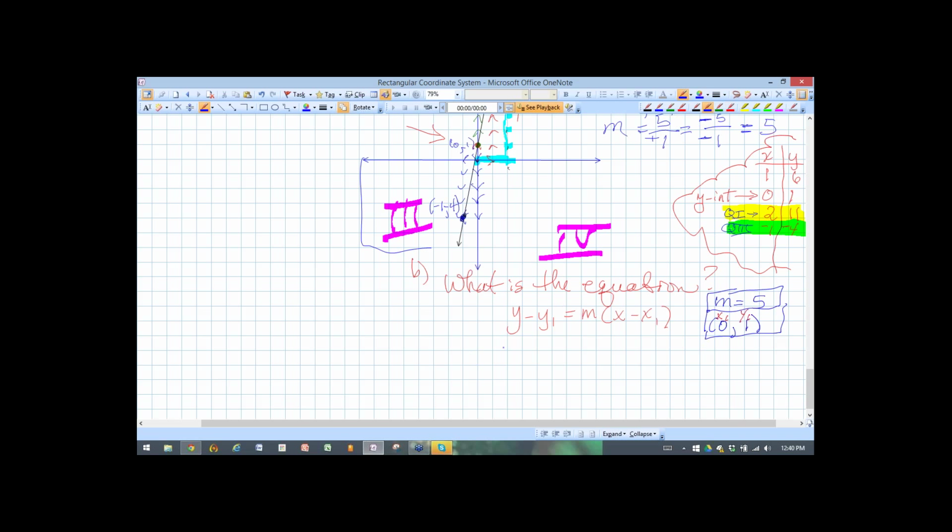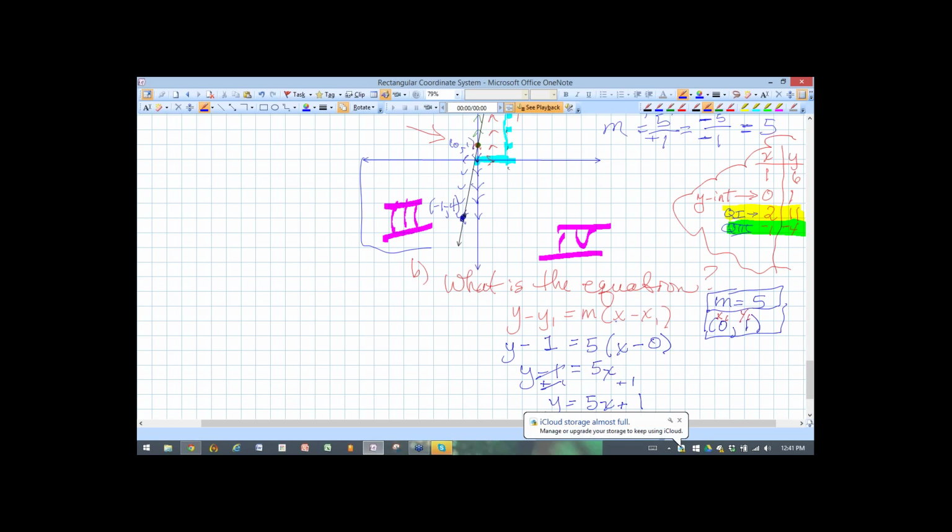So we plug in: y minus y1 is positive 1, equal to our slope of 5 times x minus 0. That just gets rid of the work on that side. So all you have is 5x on the right and y minus 1. Let's get into slope-intercept form: we add 1 to both sides, it cancels here, and we have y is equal to 5x plus 1. And so there you have it.